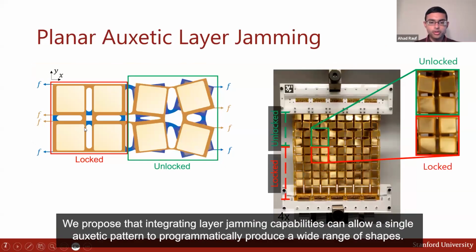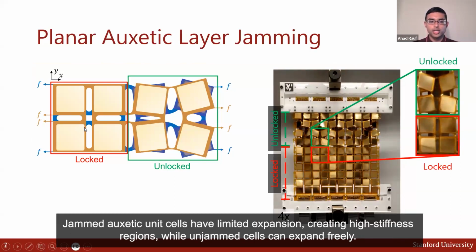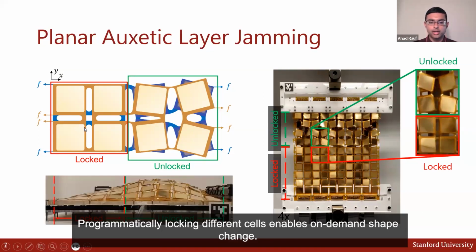We propose that integrating layer jamming capabilities can allow a single auxetic pattern to programmatically produce a wide range of shapes. Jammed auxetic unit cells have limited expansion, creating high stiffness regions, while unjammed cells can expand freely. Programmatically locking different cells enables on-demand shape change.